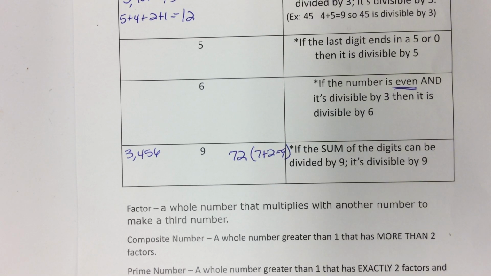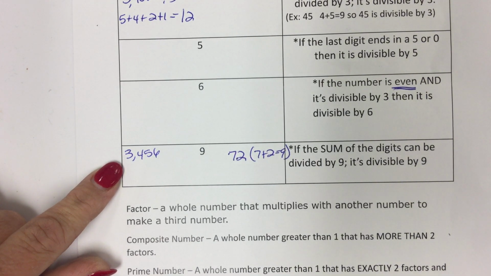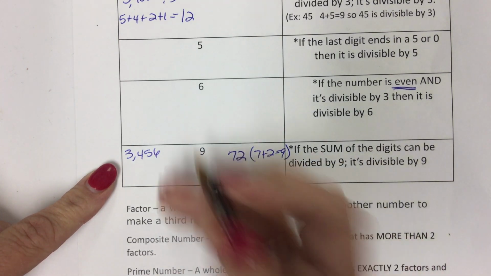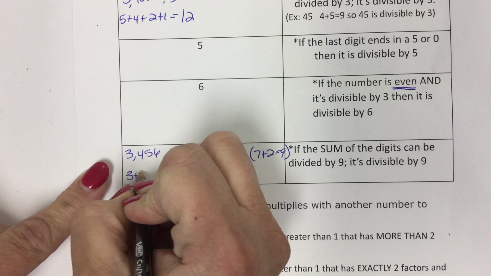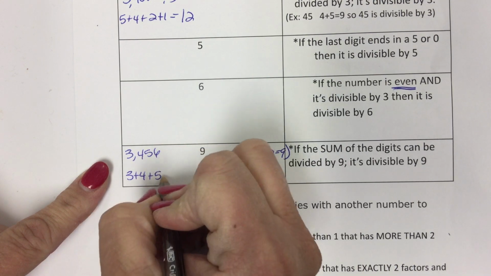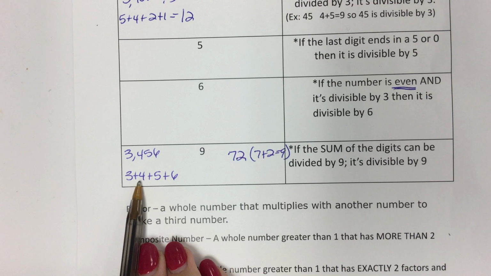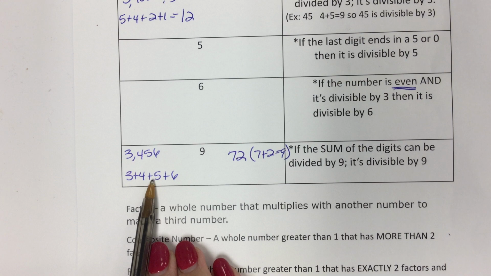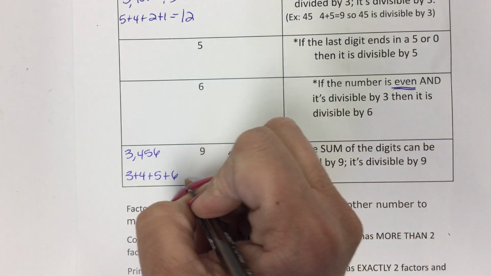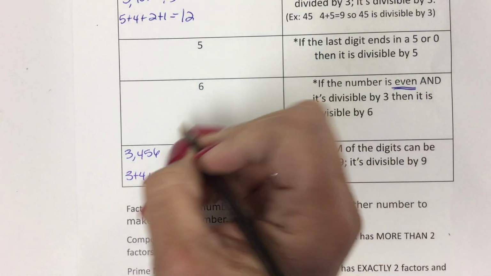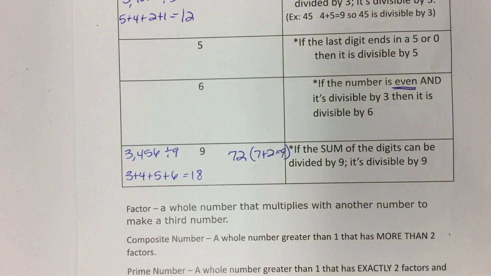Okay, so if I wanted to look at this number, 3,456, and I wanted to say, is it divisible by 9, we would do the same thing. It's the sum of the digits. So 3 plus 4 plus 5 plus 6. 3 plus 4 is 7. Okay, 7 plus 5 is 12. And then 12 plus 6 equals 18. 9 will go into 18 evenly, so that means this number is divisible by 9, and it will have no remainders.